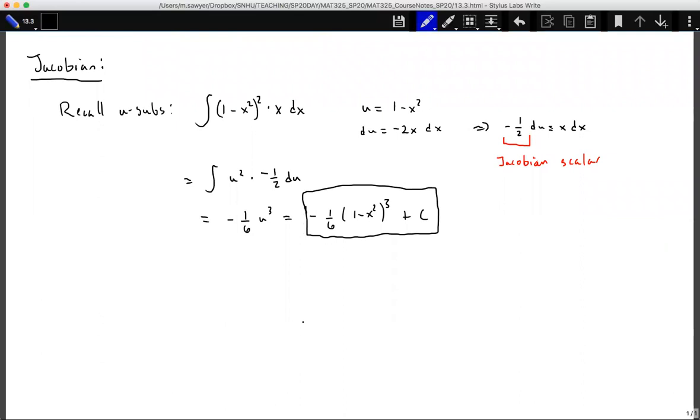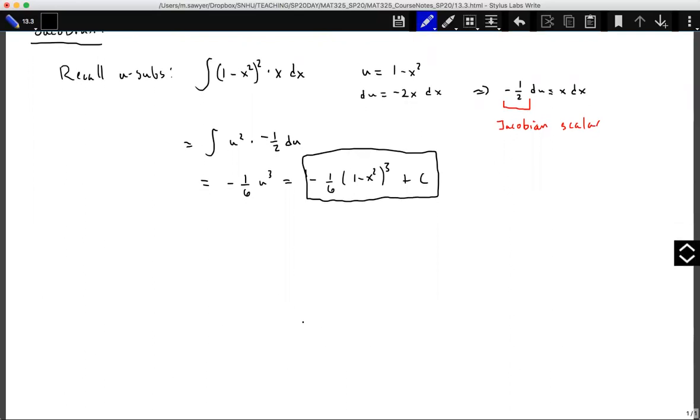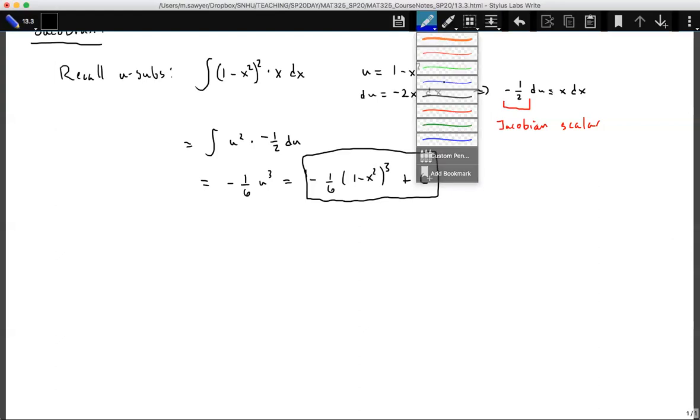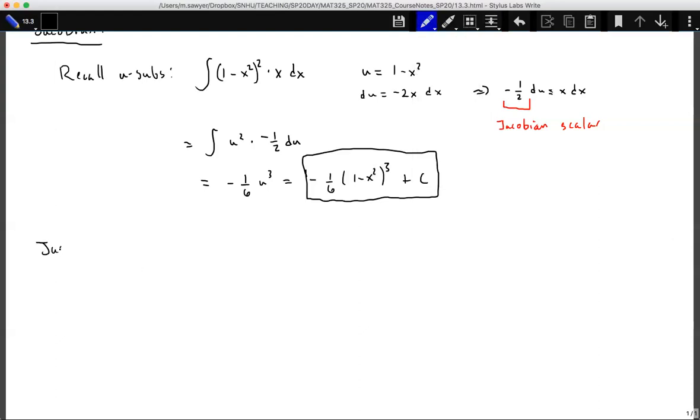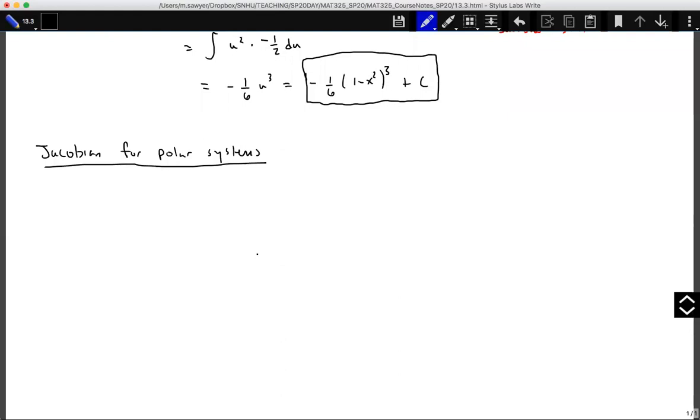So again, the Jacobian scalar is really what we're doing when we're moving from one coordinate system, in the case of x, into another coordinate system, in the case of u. So we just have to do the same thing when we're converting from Cartesian coordinate systems to polar coordinate systems. Because we're dealing with two variable systems, we have to make sure that we calculate the Jacobian accordingly. So the Jacobian for polar coordinate systems is easy to calculate. And in fact, it's easy to calculate for many systems, but let's do it simply for polar coordinate systems.